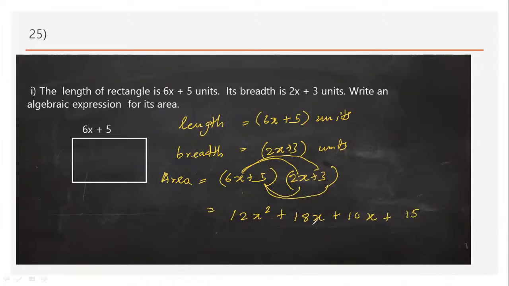Add these two middle terms. 6 times 2, 12x squared, 6 times 3, 18x, 5 times 2, 10x, plus 15. You can add these two middle terms, then 12x squared plus 28x plus 15 is the answer here, right? This is the area of this rectangle. Last question.